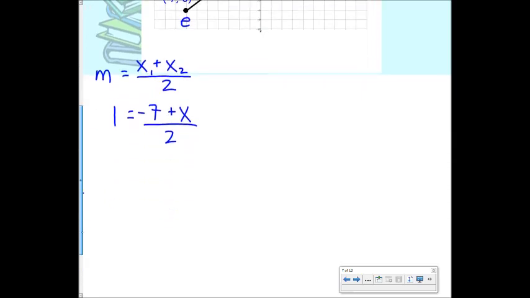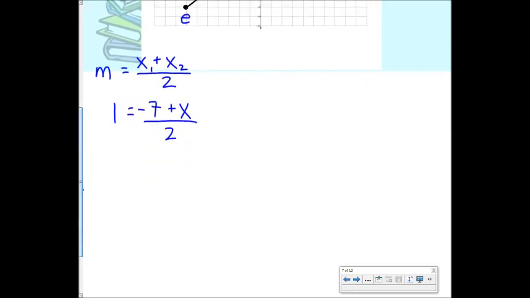Multiply by 2 first. So like Pedro said, I need to multiply by 2 because this means what? Divided by 2, so to get rid of it, I multiply by 2. If I do it here, what do I have to do over here? Okay, if I multiply by 2 here, I have to multiply by 2 here. 1 times 2 is 2. And now this is gone, so what do I have left?